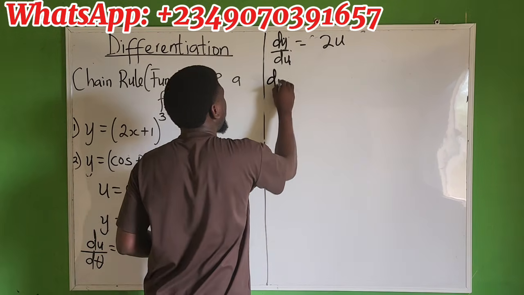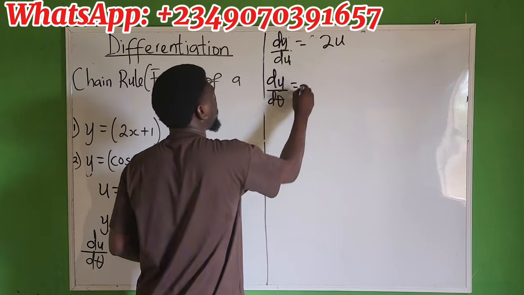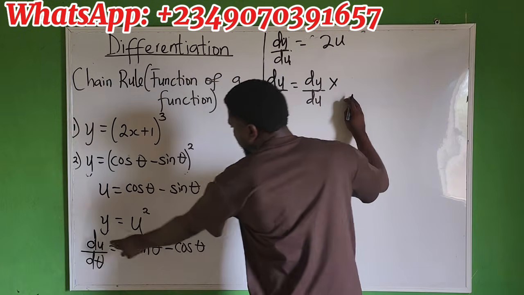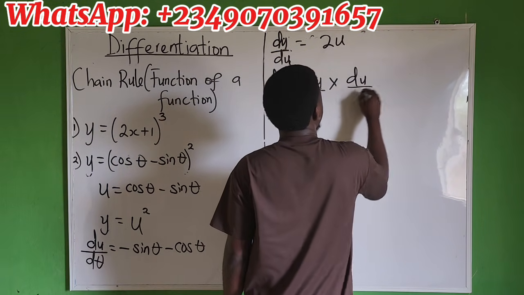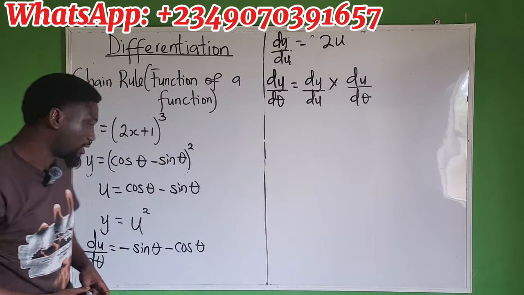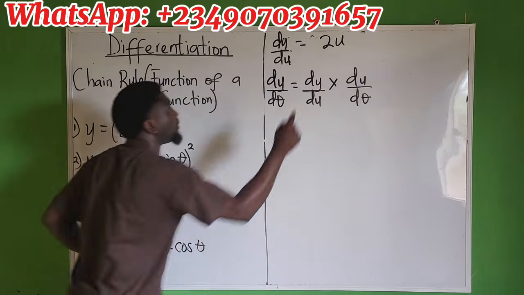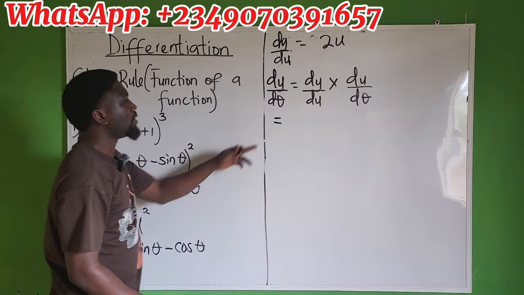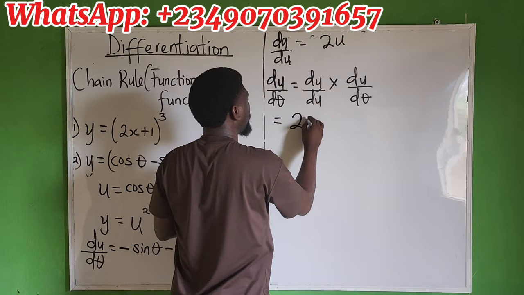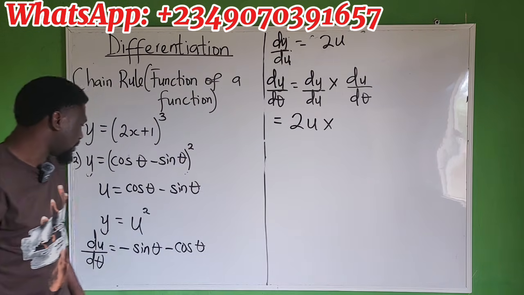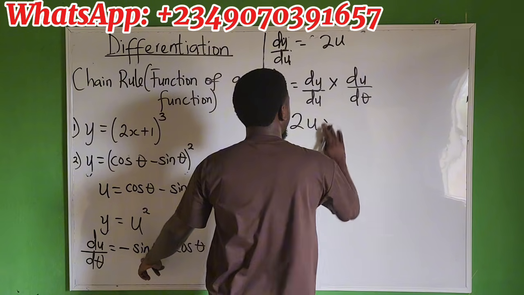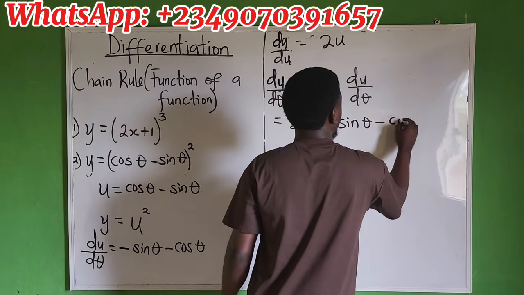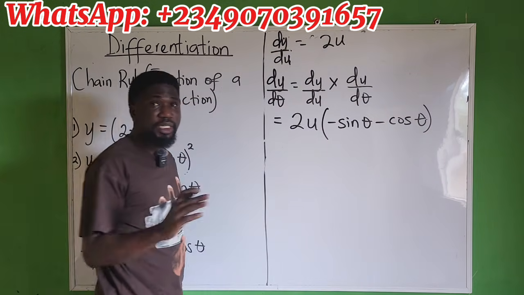So dy over d theta is equal to what? dy over du multiplied by du over d theta. Like I said earlier, just multiply this by 2u. Alright. So what is dy over du? It is 2u. So 2u multiplied by, what is du over d theta? That's this. So let me just have it in bracket. So multiply by minus sin theta minus cos theta. Please, are you getting it?